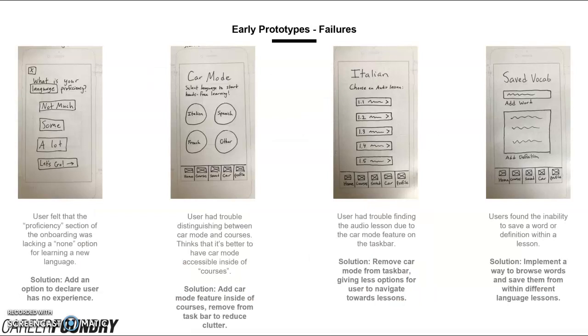So here are some of my early failures in the prototypes. These are the main pain points that came to light after some user testing. Firstly, when signing up for Worldnacular, the proficiency levels were not clear enough for some users, and they desired a button to indicate that they had no experience. The car mode feature created some confusion by not being accessible under the courses category.